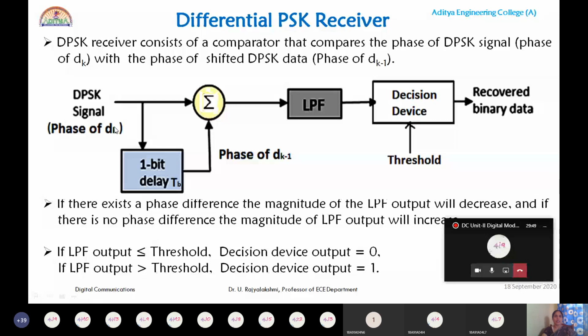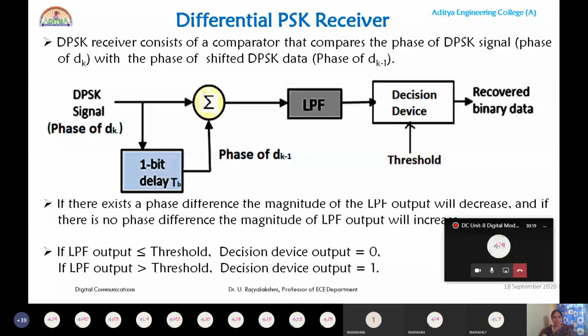So the phase of Dk and the phase of Dk minus 1 are compared, so that you get the low pass filter output. That low pass filter output is applied to the decision device. When you have less output from the comparator, you will get less output from the low pass filter. Whenever the low pass filter output is less than or equal to the threshold, you get the decision device output as 0.